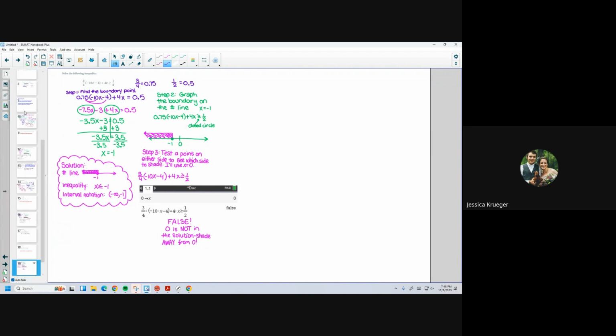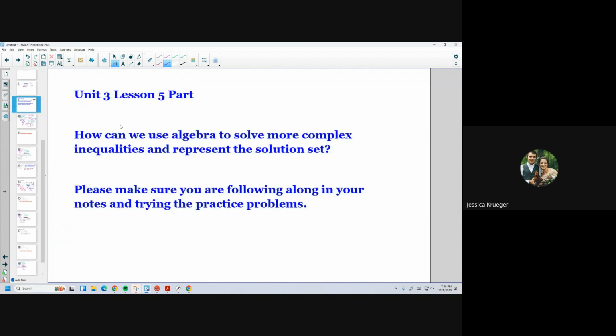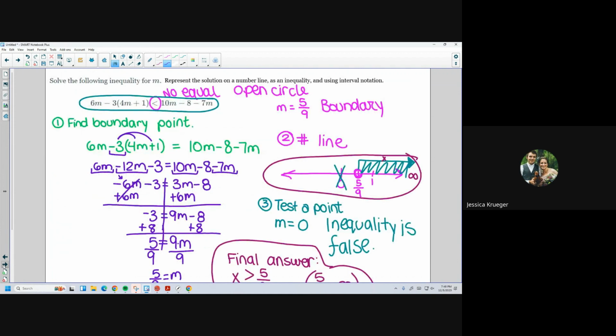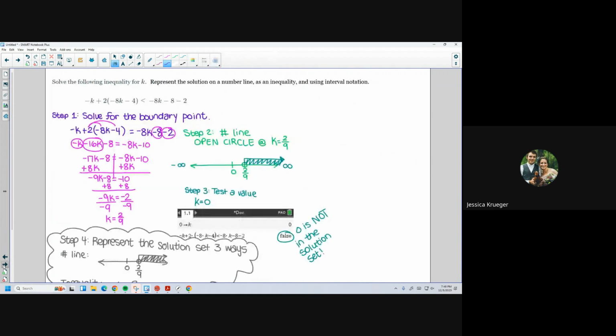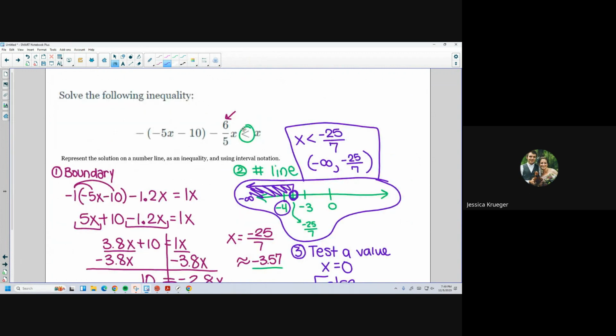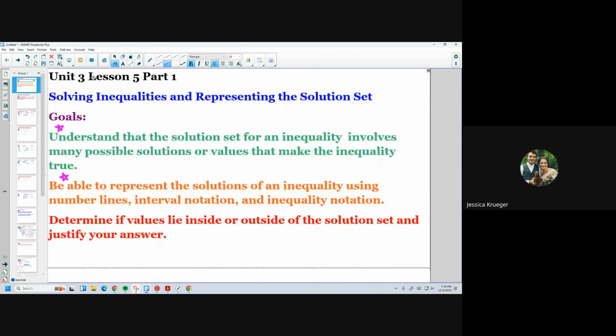Just to make sure we covered everything, the goal in this video is to make sure we can use algebra to solve more complex inequalities and represent the solution set. We saw that here. We saw cases where we had to use fractions. Okay. We had cases where our answer was a weird number and we were still able to work with that. And then way back at the beginning, we said some of our goals were to understand that the solution set for an inequality involves many possible solutions or values that make the inequality true.